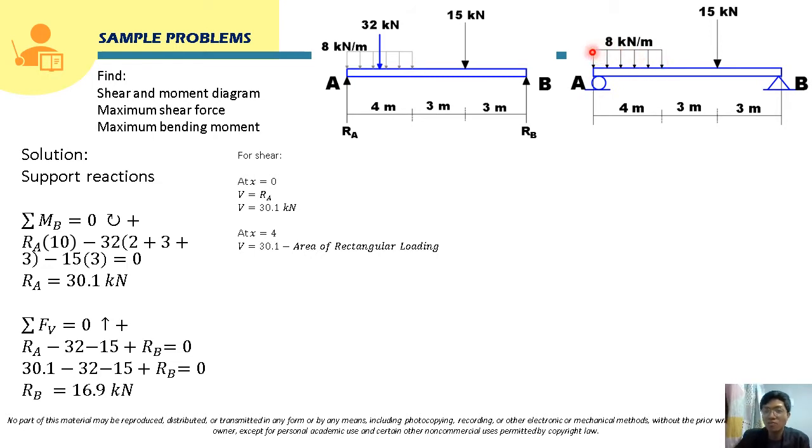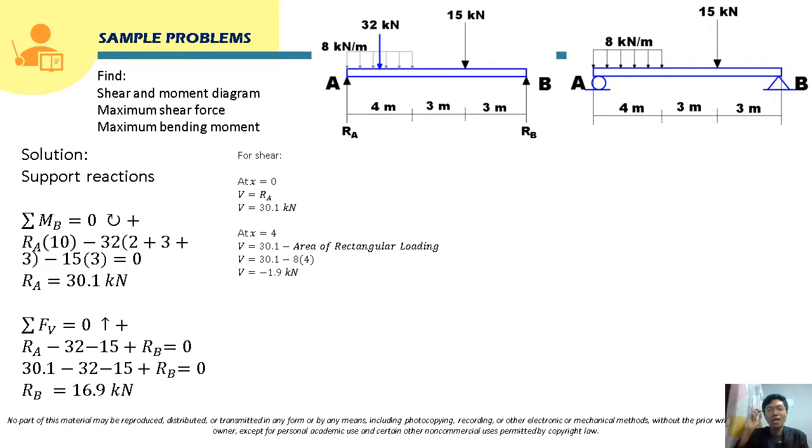For sign convention, this is downward, so it will be negative here. The area of the rectangular loading is actually 8 times 4, base times height. The height is 8 and the base is 4. So 30.1 minus the area of the rectangular loading, which is 8 times 4, and that is 32, so the shear here is negative 1.9 kilonewton. Meaning to say, at this point, which is 4 meters from the left, this is the x. At this point the shear is negative 1.9 kilonewton.